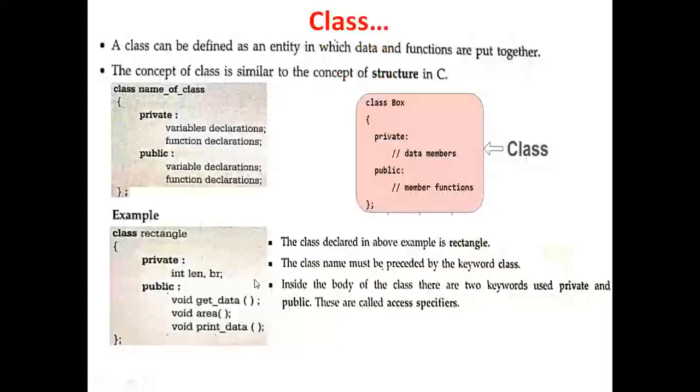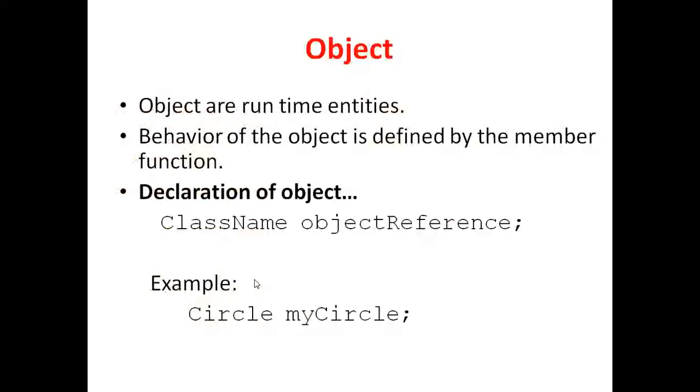Now, in simple language, what is the syntax of an object? Here I have one example, that is circle, my circle. There is a class named circle, which has an object named my circle. So the object is my circle and circle is the name of that class. The object my circle is created for that class circle.